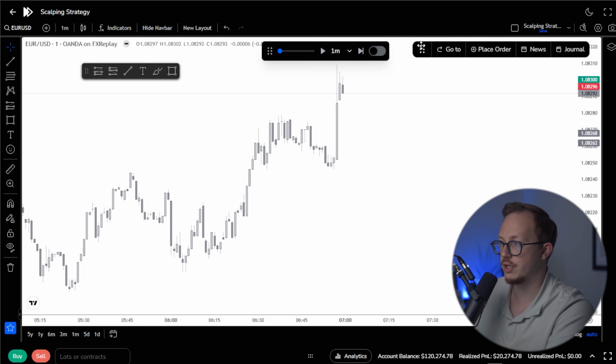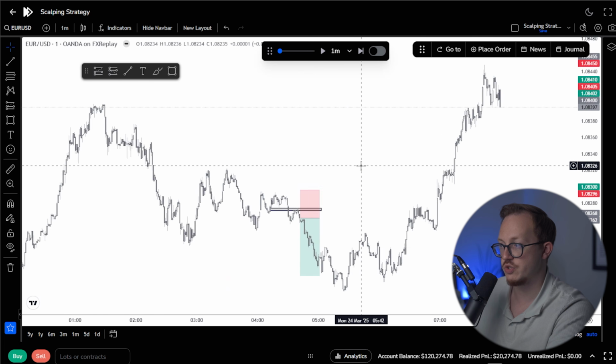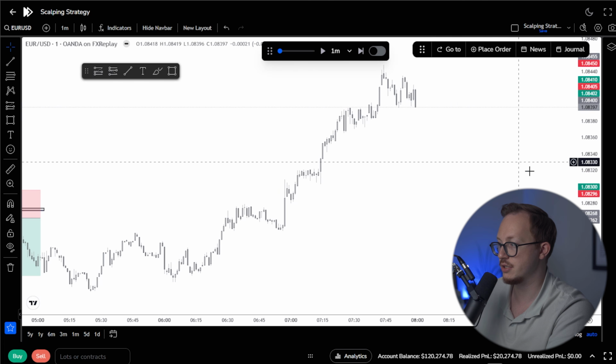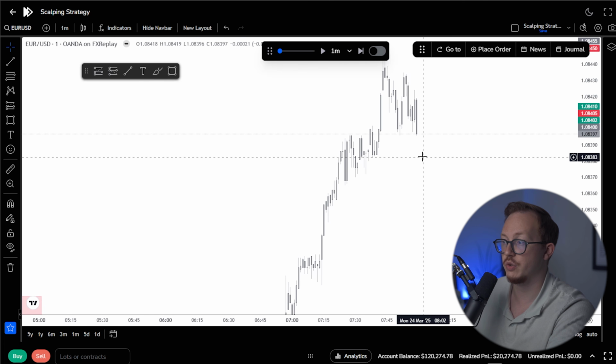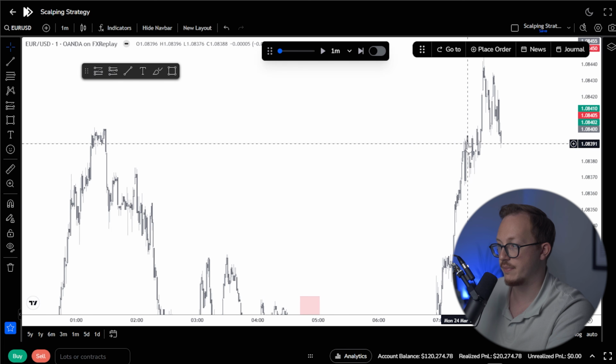So what we want to do is go to 8 AM to begin. So that is right here. Now, as we can see, price is pretty bullish. So we want to take basically continuation of this long. So let's wait until an inverse fair value gap is formed.